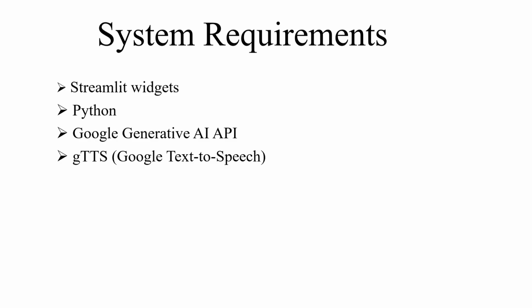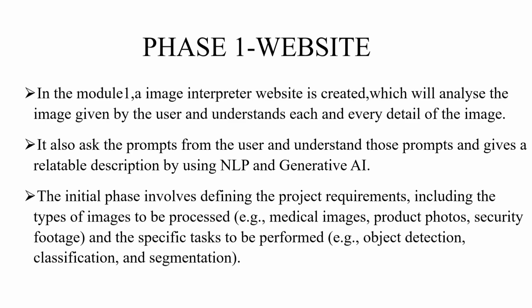And these are the system requirements such as Streamlit, which I already defined, which is used for user interactions, and Python, the programming language we coded our project in, and Google Generative API for multilingual translation, and gTTS used for audio accessibility.